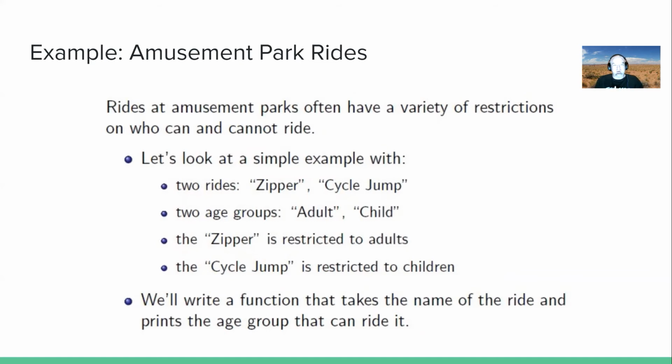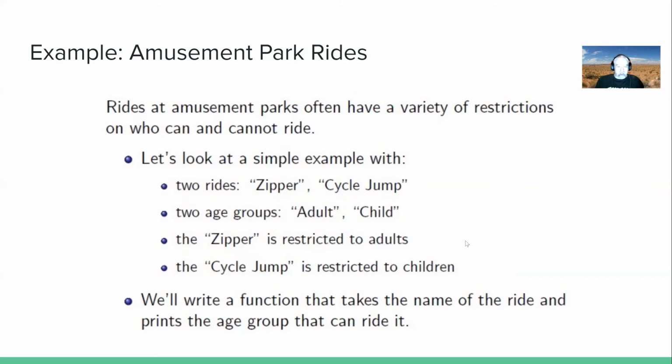So in this example, we're talking about amusement park rides. So we own an amusement park, and there are rides in that amusement park. And so we have two rides, one ride that's called Zipper, one ride that's called Cycle Jump. There are two age groups. We basically can classify people who come to our amusement park as either adults or children, or adult and child. The Zipper ride is restricted to adults, and the Cycle Jump is restricted to children, right?